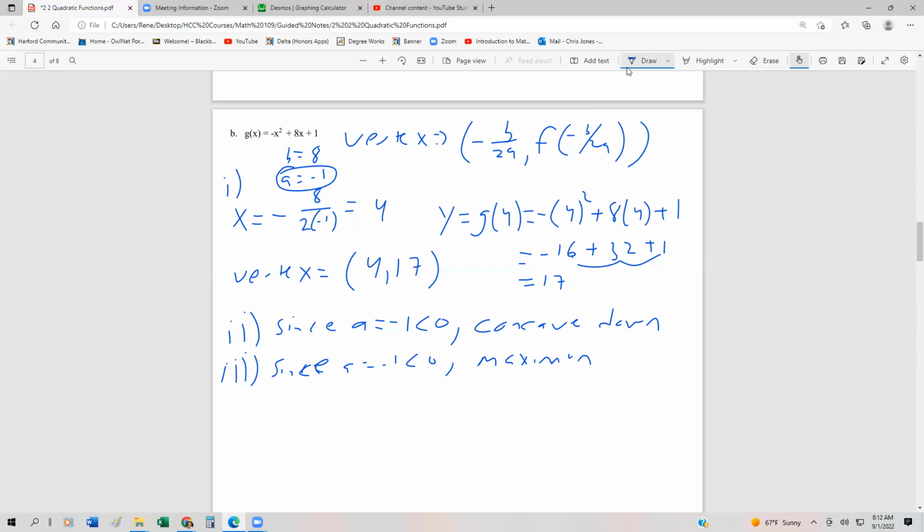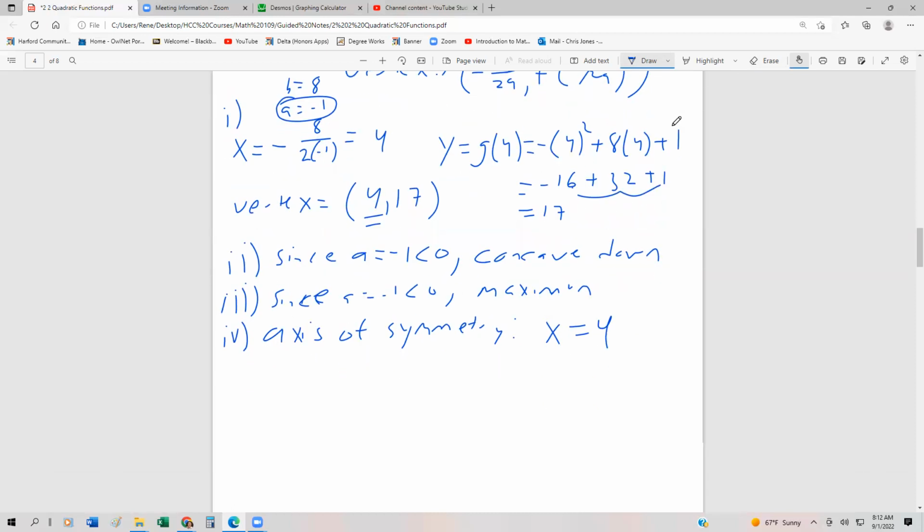We need an axis of symmetry, and so for our axis of symmetry, all we do is take a look at the x coordinate of the vertex, and we just say x is equal to 4. Basically, if I look to the right and to the left of x equals 4, the parabola should look exactly the same on those sides.